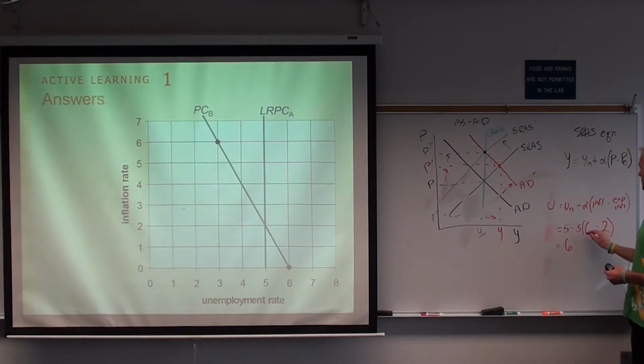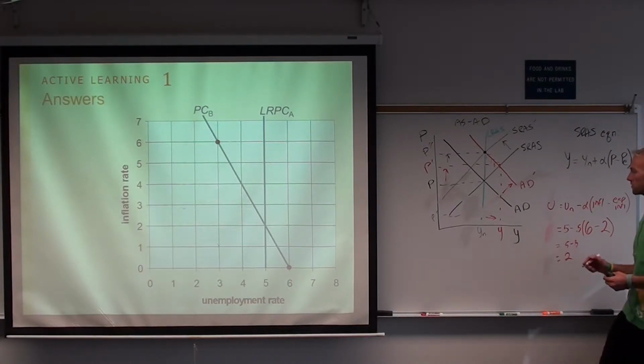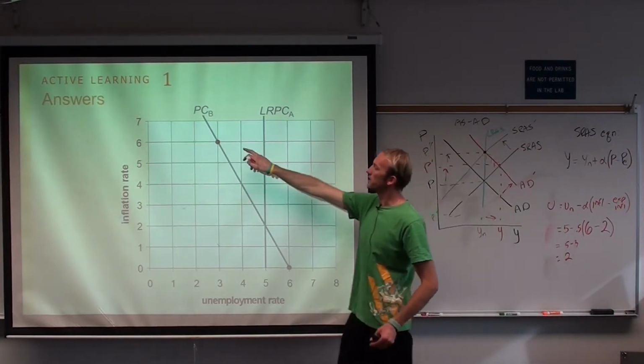You plug 6 in here when the inflation rate is 6%. 6 minus 2 is 4. 4 times 0.5 is 2. You get 5 minus 3 equals 2. Okay? So that's how we got this point right here, right?